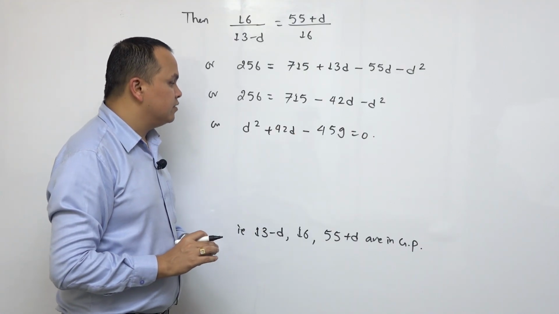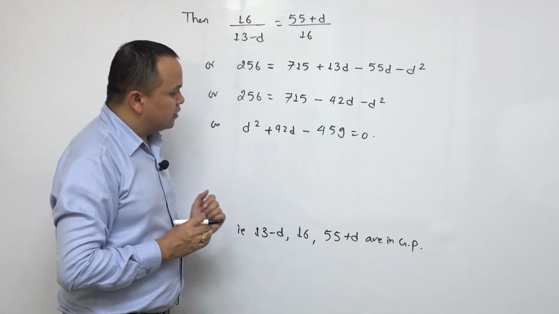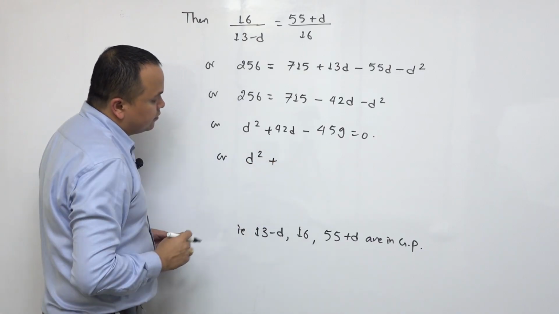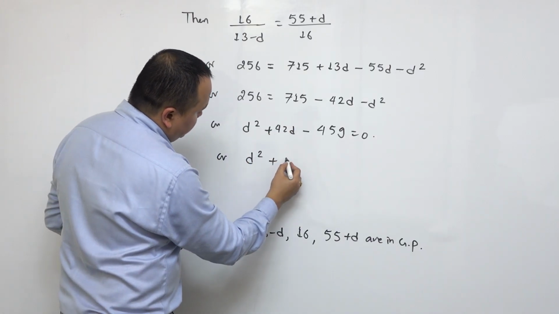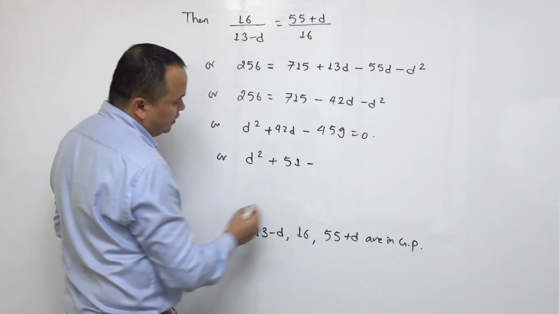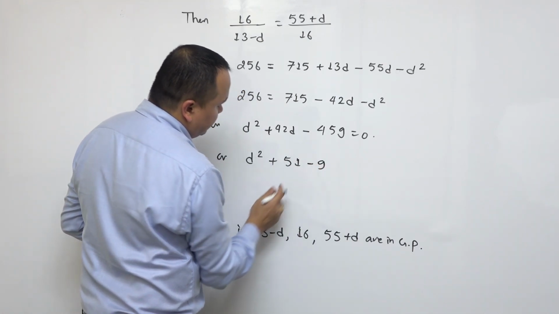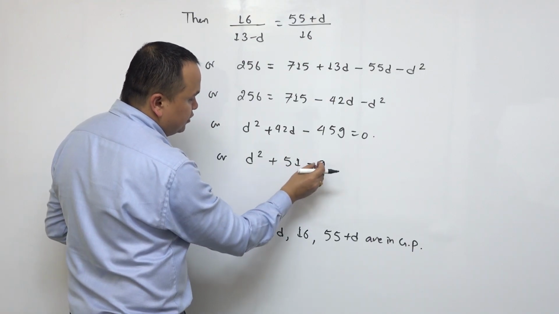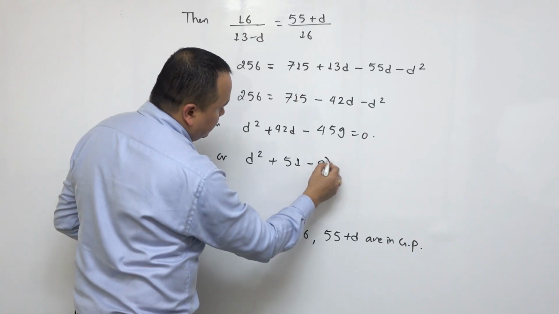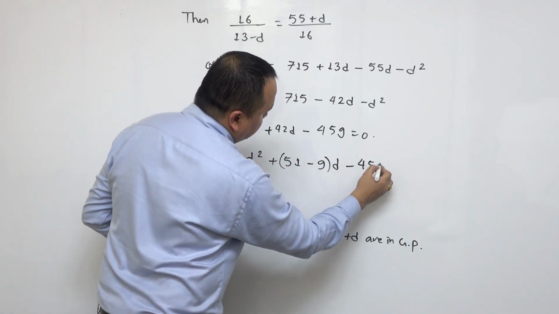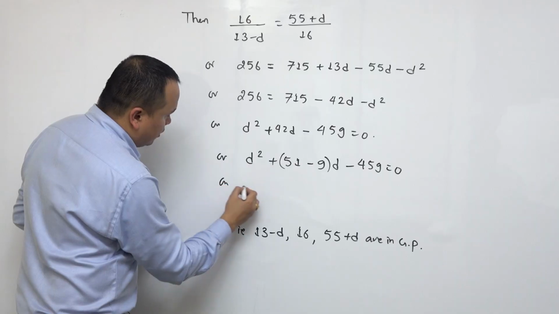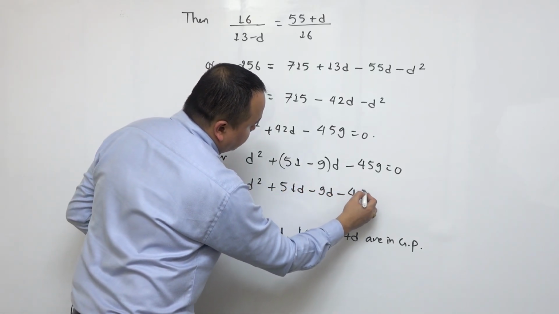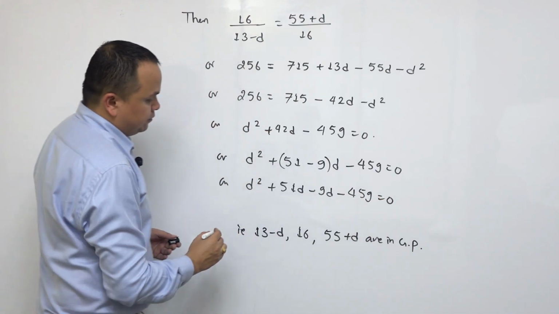Now we need to find two numbers whose difference is 42 and the product is 459. Or D square plus 51 minus 9, which is 42. The 51 into 9, 459. Or D square plus 51D minus 9D minus 459 is equal to 0.